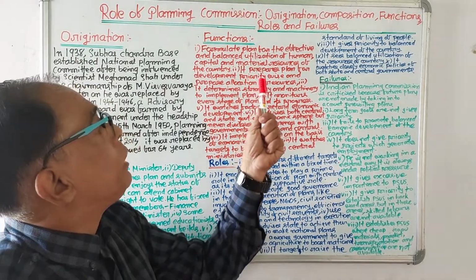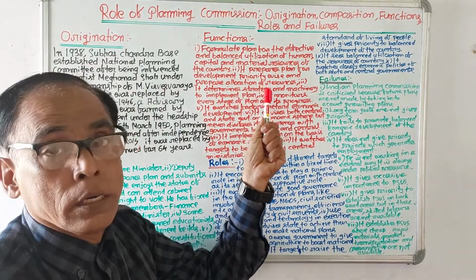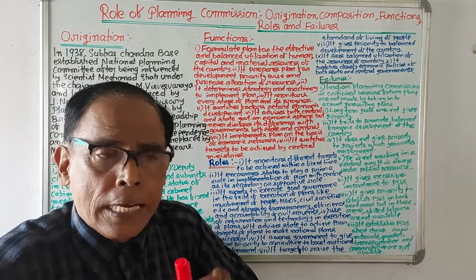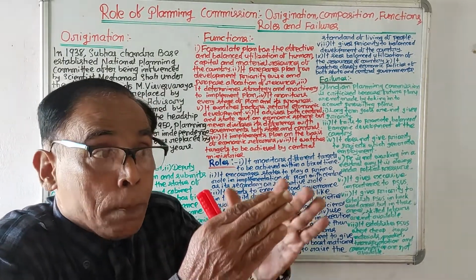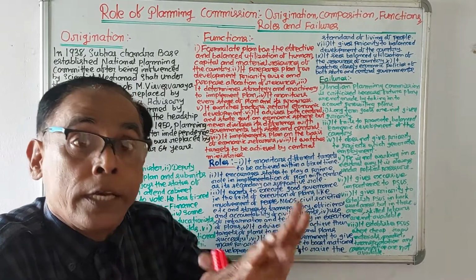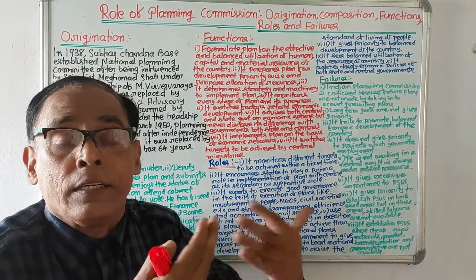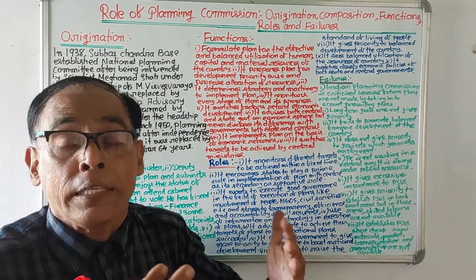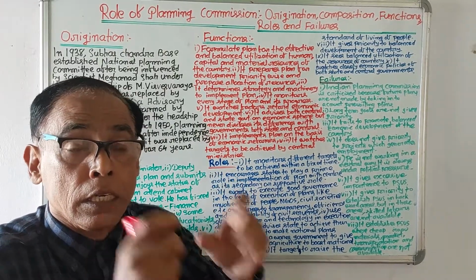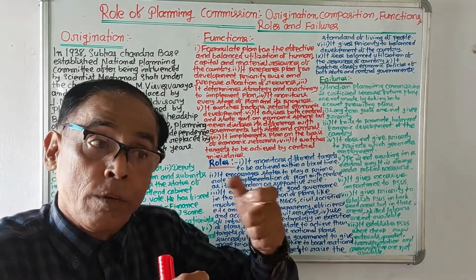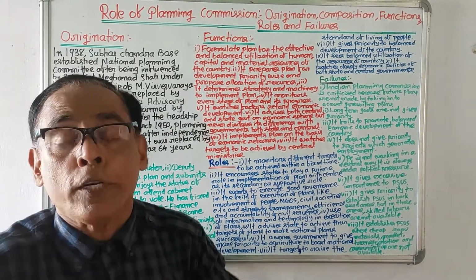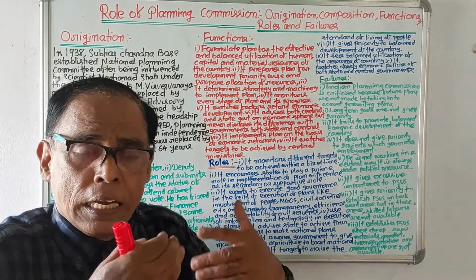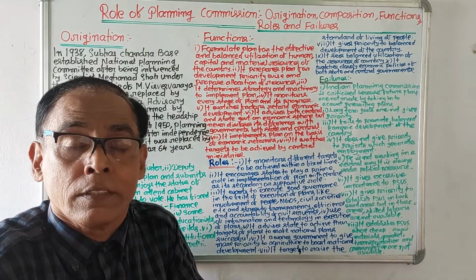Number 2, it prepares plans for development priority wise and proposes allocation of resources. Another function of the Planning Commission is to prepare the plan for the country priority wise and allocate resources for the plan. It prepares plans in such a manner that important sectors will be given importance, then less important fields. Not only does it prepare plans priority wise, but it also allocates resources for the plan.